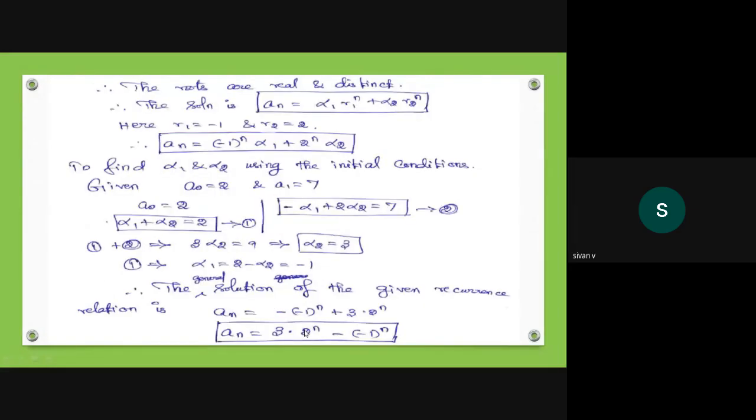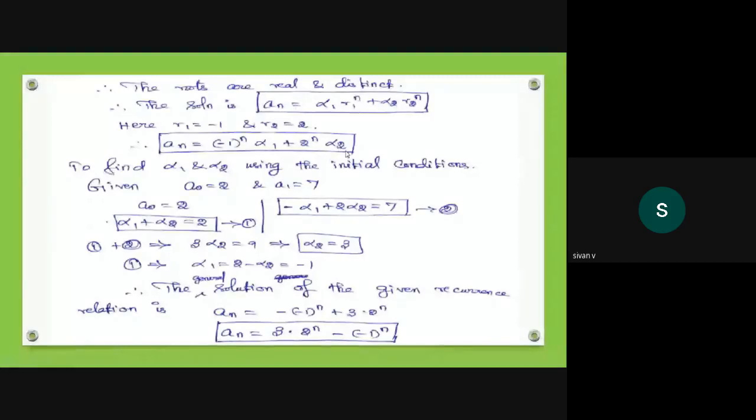Therefore, the roots are real and distinct. Therefore, its solution is an equal to alpha 1 into r1 power n plus alpha 2 r2 power n. Here r1 equal to minus 1 and r2 equal to 2. We found these are the two roots. So substitute the r1 value and the r2 value. Therefore, an equal to minus 1 whole power n alpha 1 plus 2 power n alpha 2.